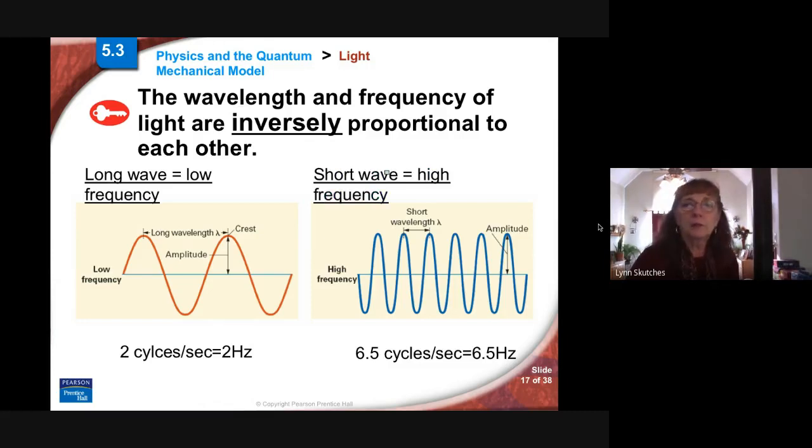Okay. And we'll find out next week that frequency is directly related to energy. Higher frequency, higher energy. That's why gamma rays and X-rays are bad for you.